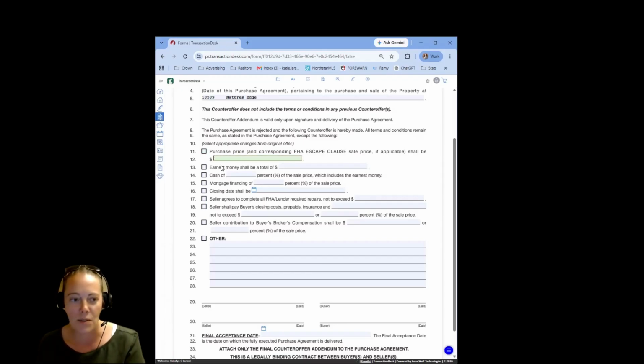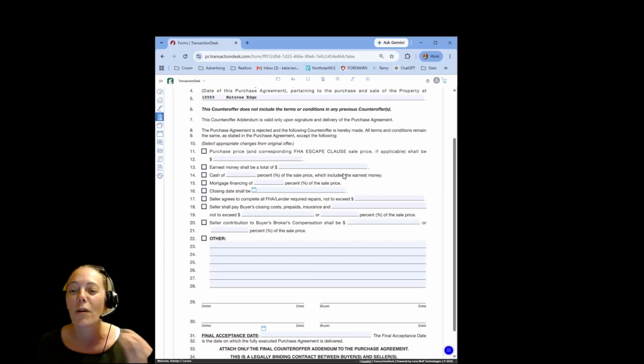Okay. Then, next one's pretty easy. Earnest money shall be a total of blank. Buyer gives you a contract with earnest money of zero. There better be a really good reason for there to be zero on that purchase agreement. Is it still legal if the seller's willing to agree to no earnest money? Absolutely. You do not need earnest money to have a valid purchase agreement. But on the seller side of things, I'm going to be asking some pretty hard questions about why your buyer does not have any money to put down, even if it's only $500, right?